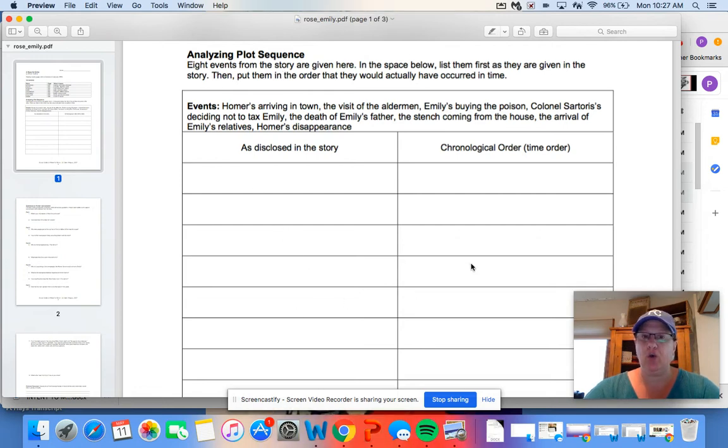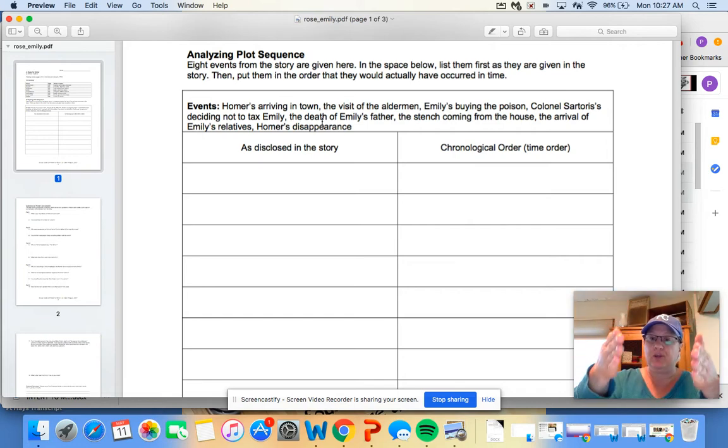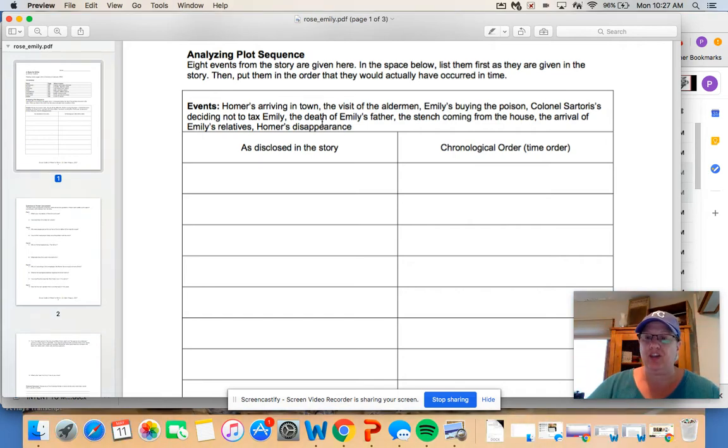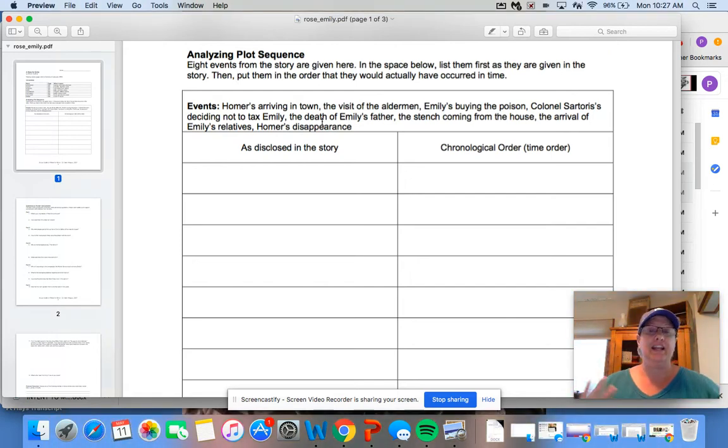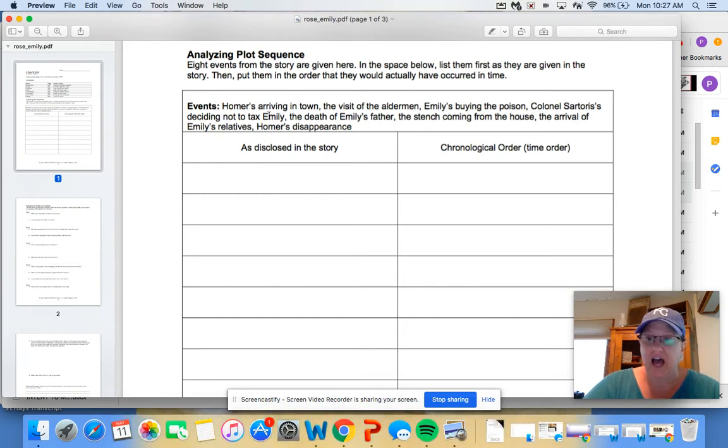In the space below, that's these 2 columns, list them first as they are given in the story. So that's this column right here, as disclosed in the story. So you're going to take all 8 of these and you're going to put them in order as they appeared in the story. Okay? Remember, in the story, we had present time, flashback, farther flashback, then coming back up, but it's still a flashback. Faulkner had us all over the place. So this first column, go back through the story and list in order of the story when these 8 events happened. Okay?